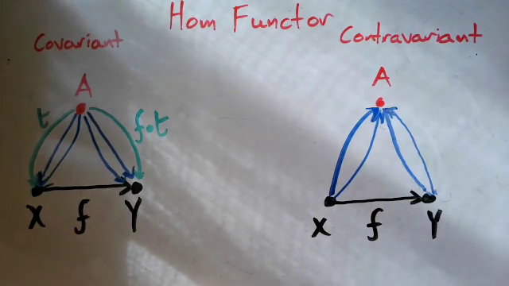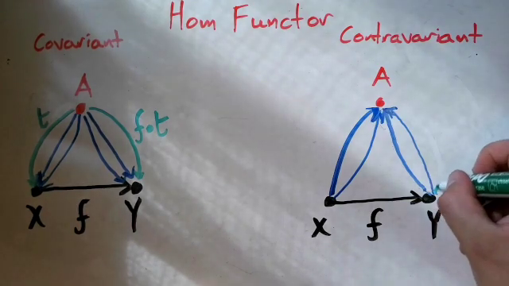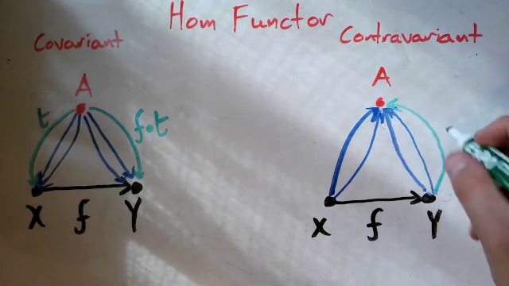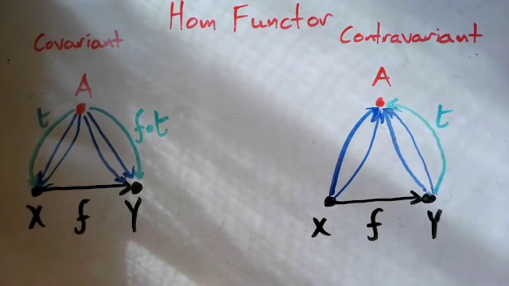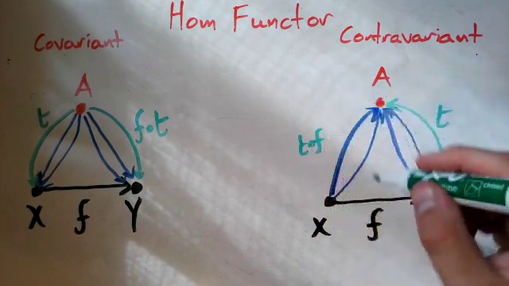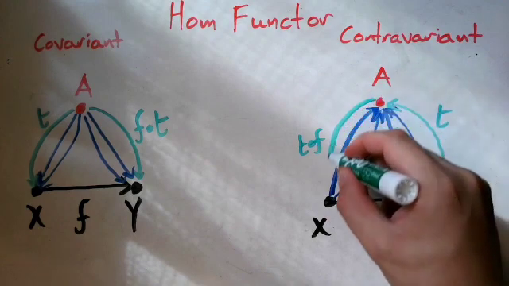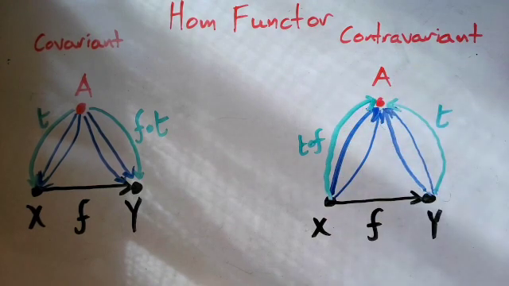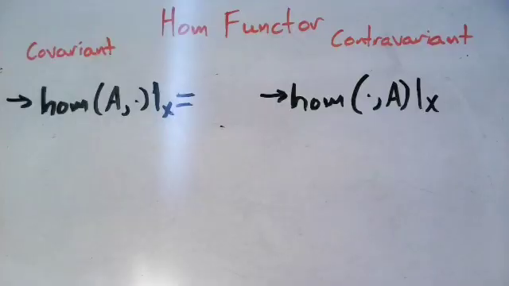And since this is contravariant, we start with a morphism over here this time, call it t, and to get our image under the functor of that morphism t, we simply compose with f on the right this time, so we apply f first and then t to get t after f, which is going to be a morphism in this hom set. Let's now show that these hom functors do in fact satisfy the definition of a functor.